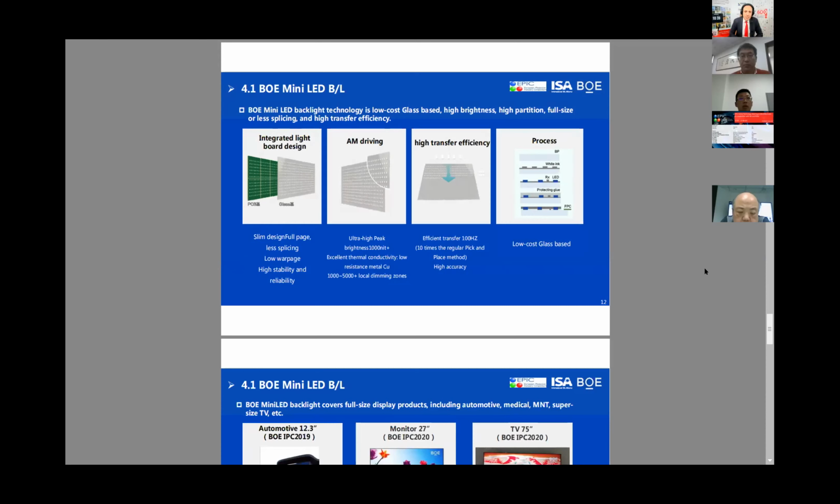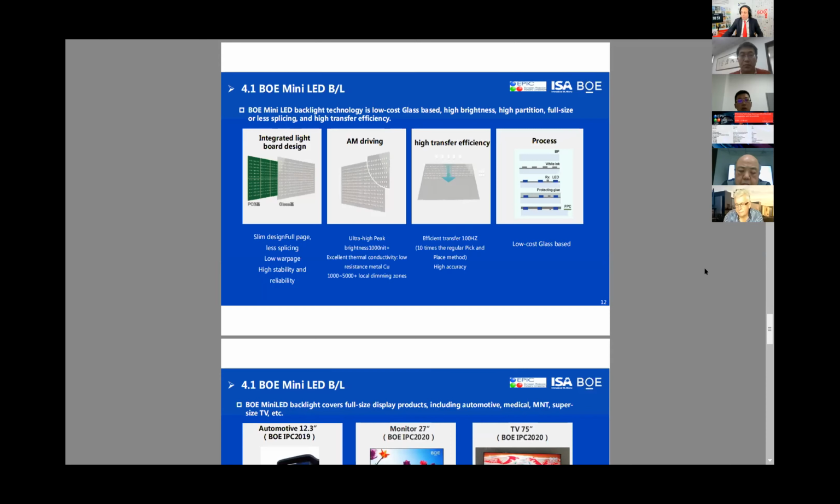And also in terms of the mini LED backlight, the technology core is low cost glass-based, high brightness and high partition, and also full size or less splicing, and also high transfer efficiency. In terms of this particular design, comparing with the PCB backplane, the glass plane can be super thin, with less splicing, and also very low warpage and high stability and reliability. Also, in terms of the driving, we can realize an ultra high peak brightness of above 1000 nits.